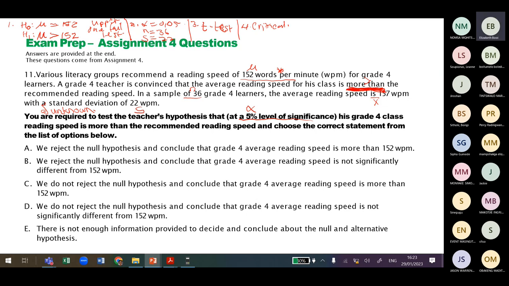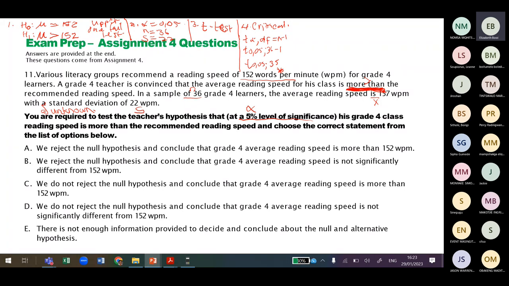So we're doing a one-tailed test. So our critical value will be t, alpha, and the degrees of freedom. So our t of 0.05, and the degrees of freedom is n minus 1. What is our n? n is 36. So it will be 36 minus 1, which is 35. So our t will be 0.05 and 35. So it means go to the t table.